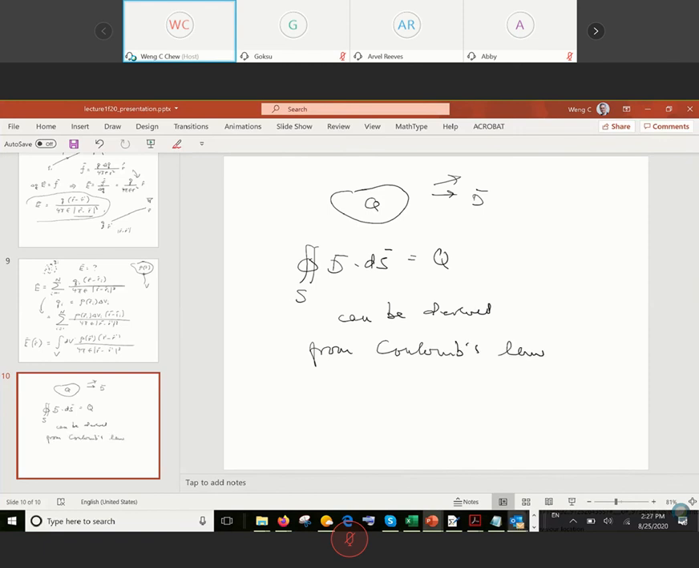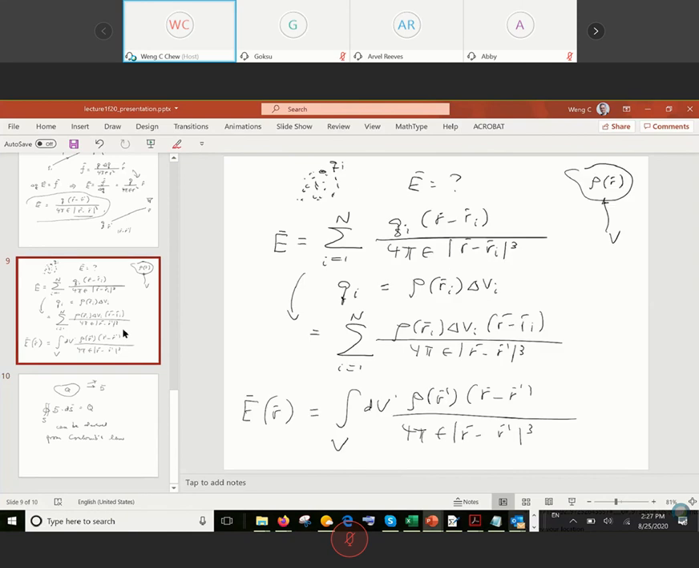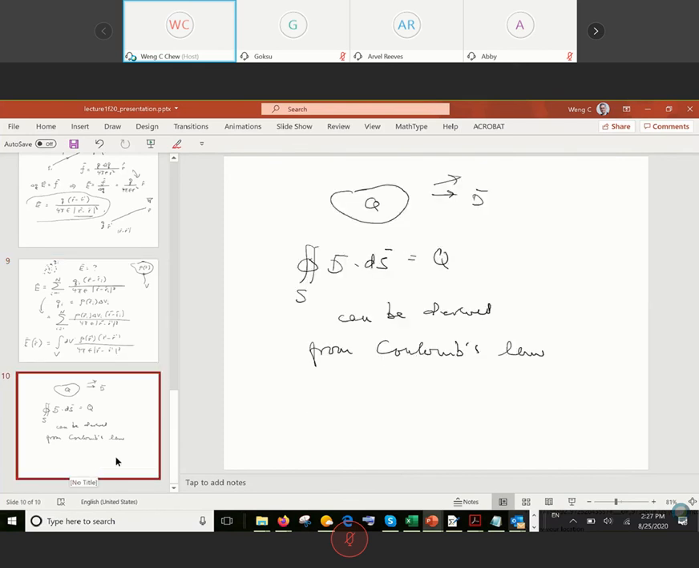In other words, if you go through this detail and use this to express the electric field due to these charges, you can actually derive this law. I wouldn't derive it here; it's derived in my lecture notes. So I would let you read the lecture notes and get to them. Okay?